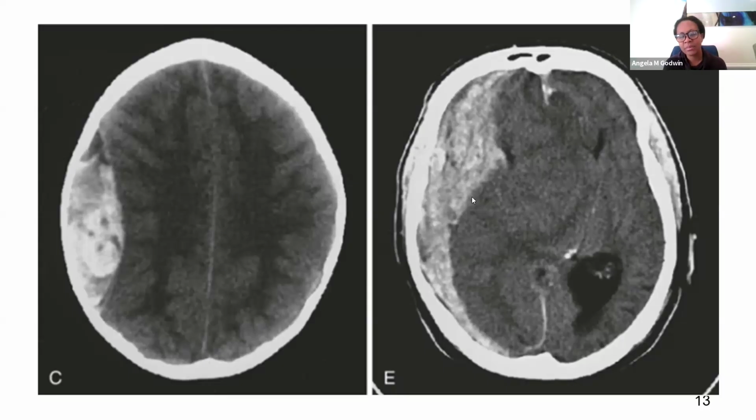Versus in a subdural bleed, it's more spread out, has more of a crescent look out here. And it's the overall herniation throughout that side of the brain. So it's more spread in its hematoma.